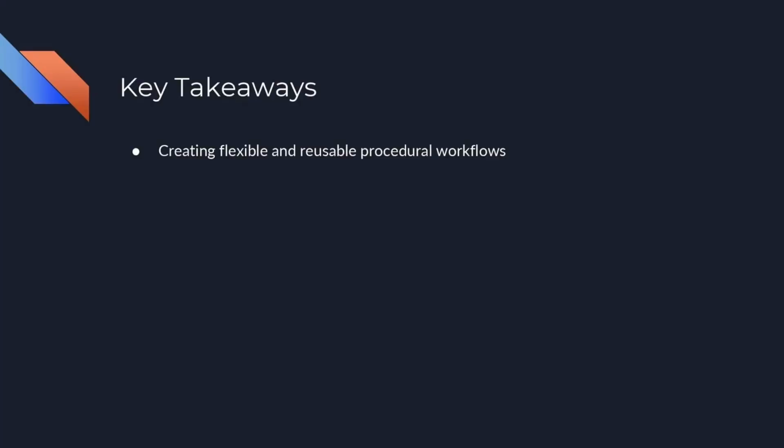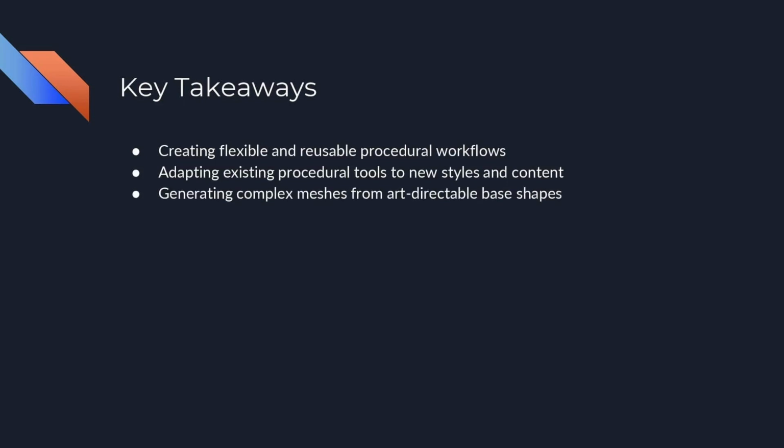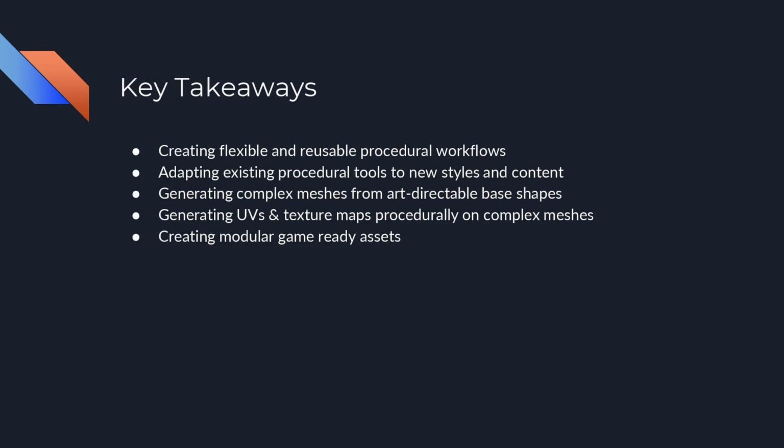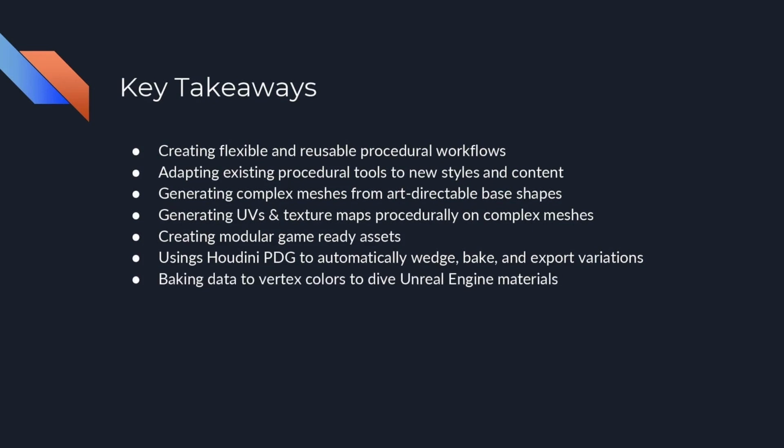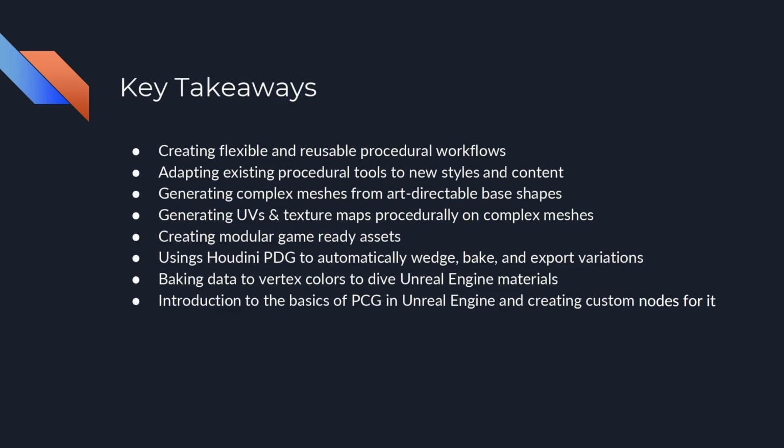Key takeaways: creating flexible and reusable procedural workflows, adapting existing procedural tools to new styles and content, generating complex meshes from art-directable base shapes, generating UVs and texture maps procedurally on complex meshes, creating modular game-ready assets, using Houdini PDG to automatically wedge, bake, and export variations, baking data to vertex colors to drive Unreal Engine materials, introduction to the basics of PCG in Unreal Engine, and creating custom nodes for it.